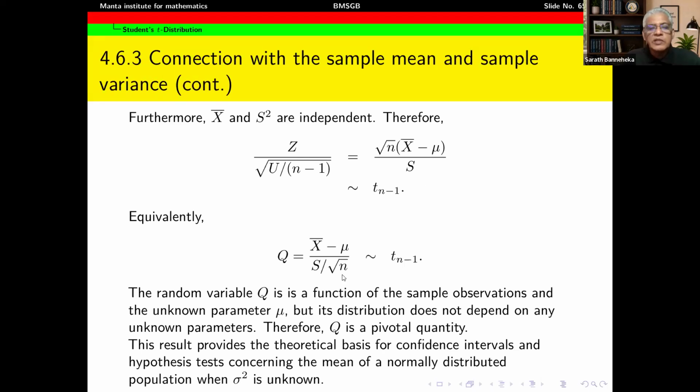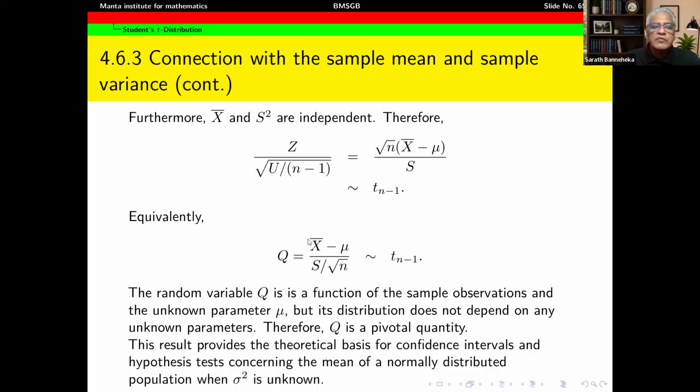Now, this is the same thing I have written in a different way. I have divided by square root n. So let me call it Q. According to this, Q has a t distribution with degrees of freedom n minus 1. Now notice that this quantity involves the observed random variables, x bar and s, both containing x1 up to xn. And in addition to that, it contains the unknown parameter mu also.